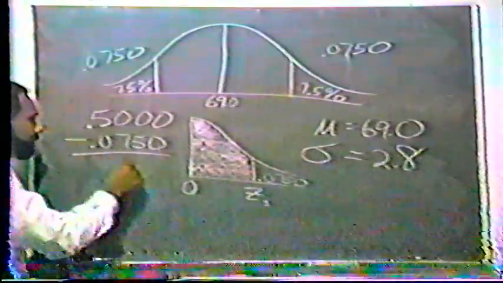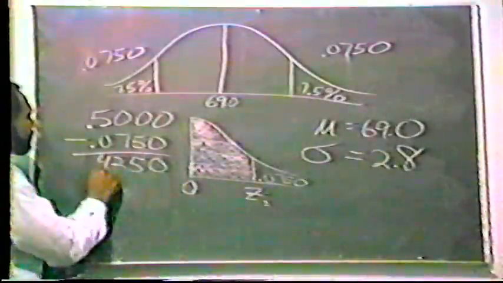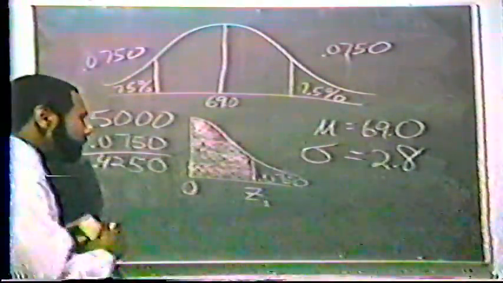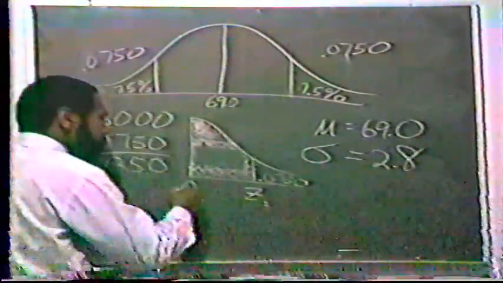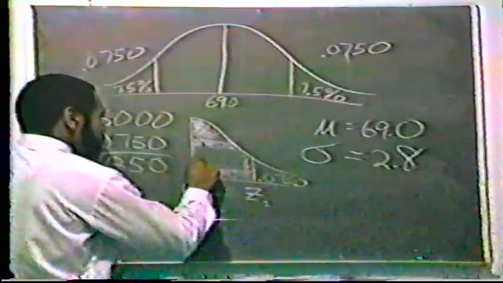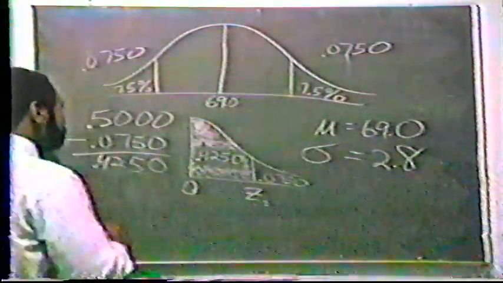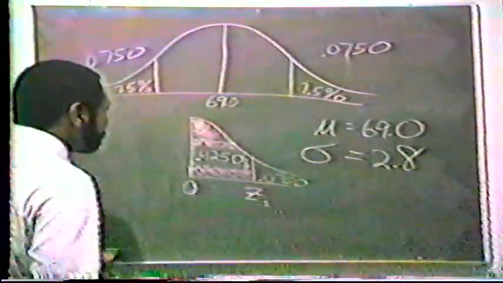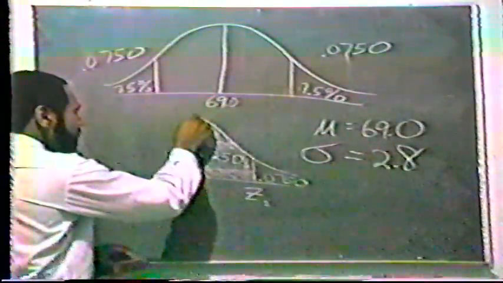So we do that, we do the subtraction, and we get 0.4250. So that's how much area we have in here between the mean and the z-score. We have 0.4250. That's what we have. And we got that just by subtracting the 0.075 from 0.5.